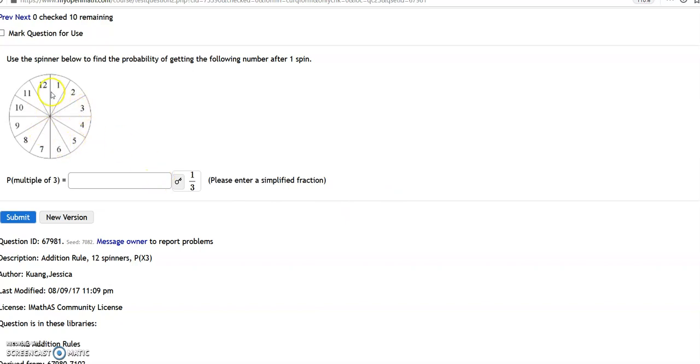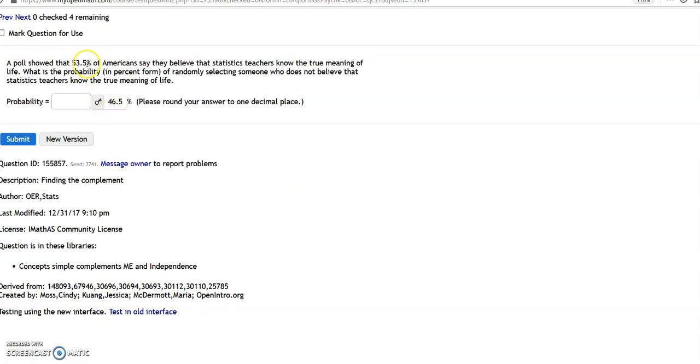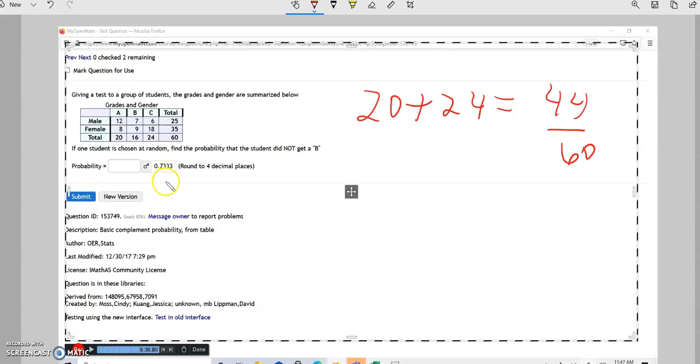So 4 over 12 total, which reduces. Make sure you always reduce your fractions. 4 over 12 reduces to 1 over 3. This one's easy. If it's 53.5 that says yes, then no would be just 100 minus that, 46.5. Well, this one, they were nice. They did total everything. So not get a B means 20 A's and 24 C's, which is 44. And out of the total, grand total, which is right here, 60.